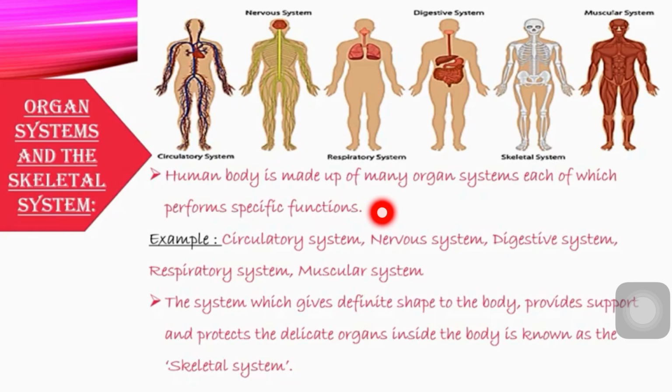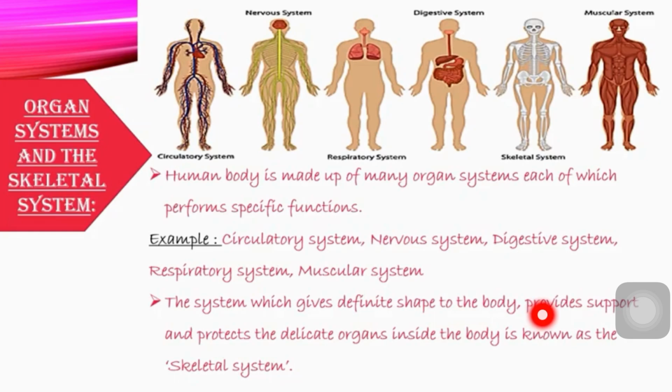For example, circulatory system, these all are organ systems: circulatory system, nervous system, digestive system, respiratory system, and muscular system. The system which gives definite shape to the body. It gives definite shape to us, yes or no?